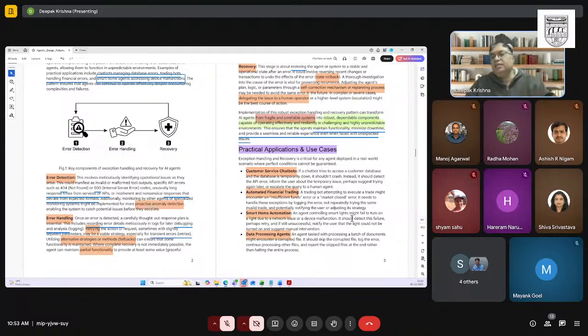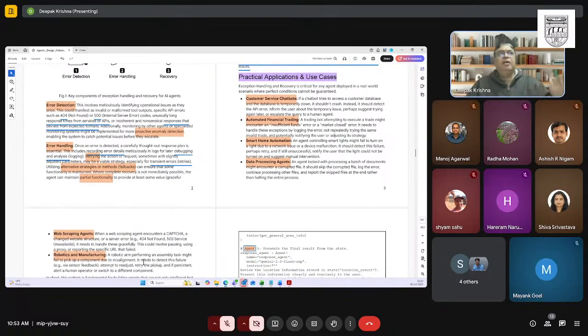Data processing agents, suppose I have hundreds of PDFs, right, which I need to process and put into our RAG database. So suppose one of the files is not a PDF, it is of some other type, so that needs to be handled, right? Or there are some empty files, or there are some images. How can I handle those things when I have a group of files that need to be uploaded?